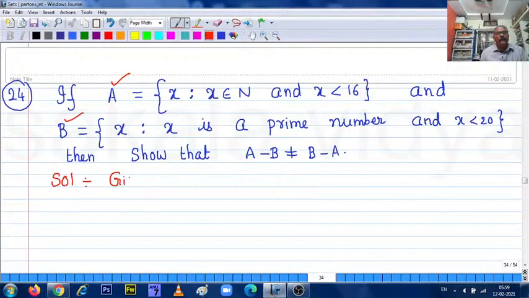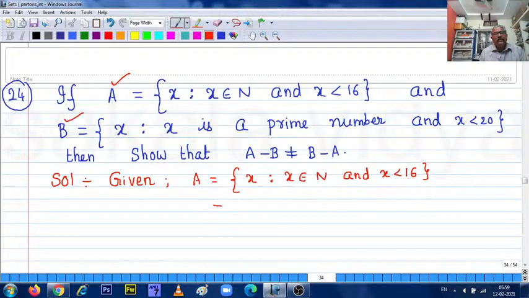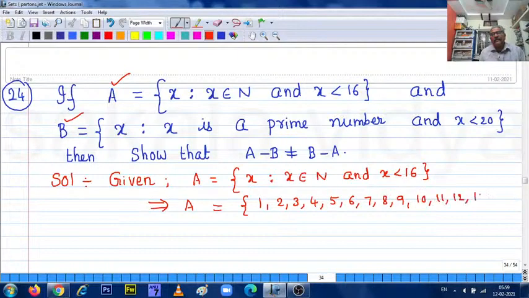Given A equals the set of X such that X belongs to N, X is a natural number, and X is less than 16. Less than 16 means we can write the elements of the set A in list form or roster form: 1, 2, 3, 4, 5, 6, 7, 8, 9, 10, 11, 12, 13, 14, 15.